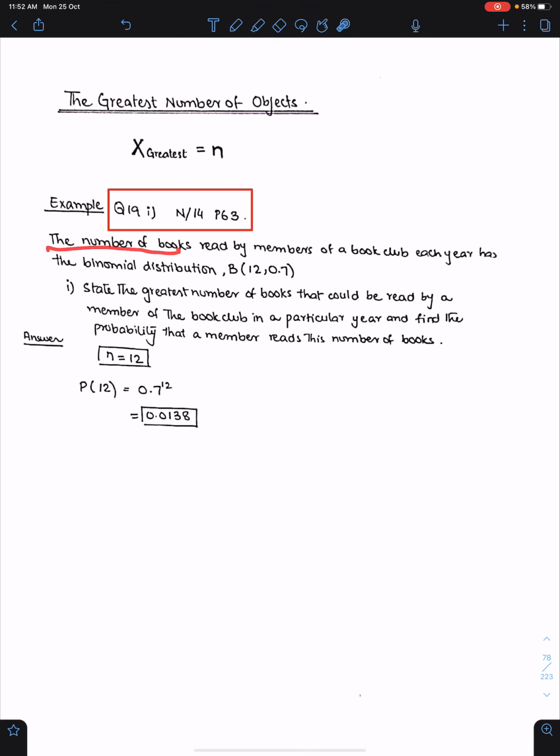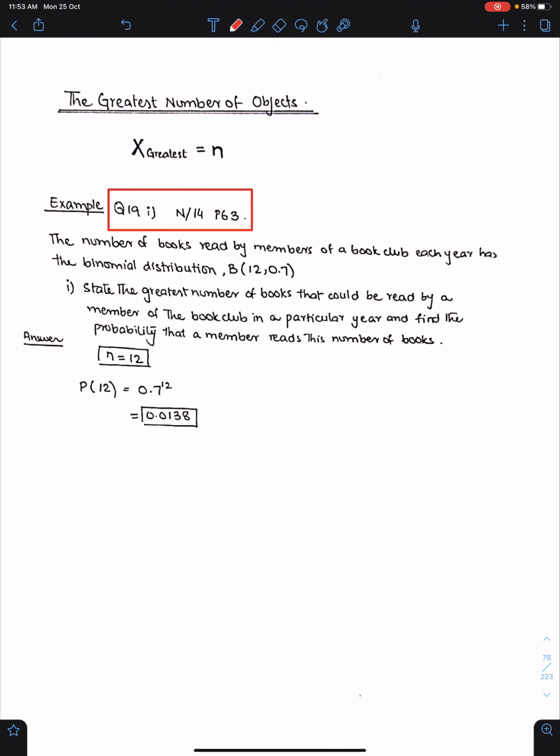The number of books read by members of a book club each year has the binomial distribution. State the greatest number of books that could be read by a member of the book club in a particular year and find the probability that a member reads this number of books. So first we have to state the greatest number of books that could be read by a member. Since n is 12, the maximum number of books will be 12. So the greatest number of books will be 12. Answer is 12.